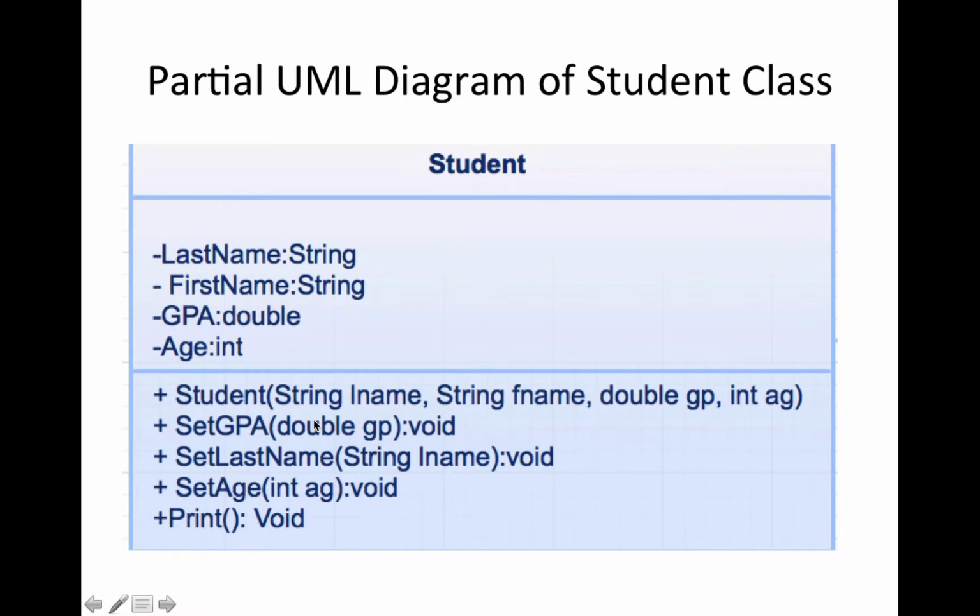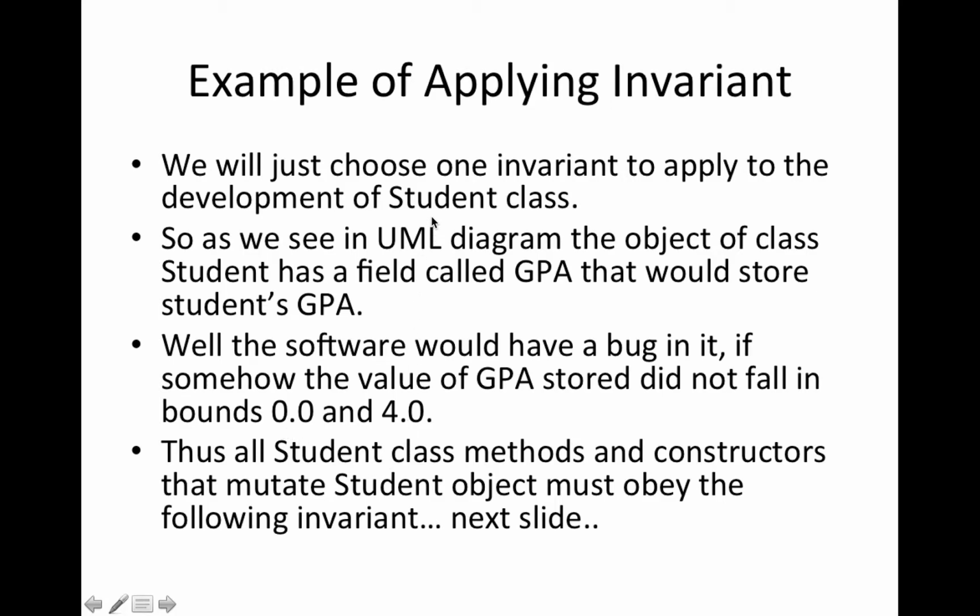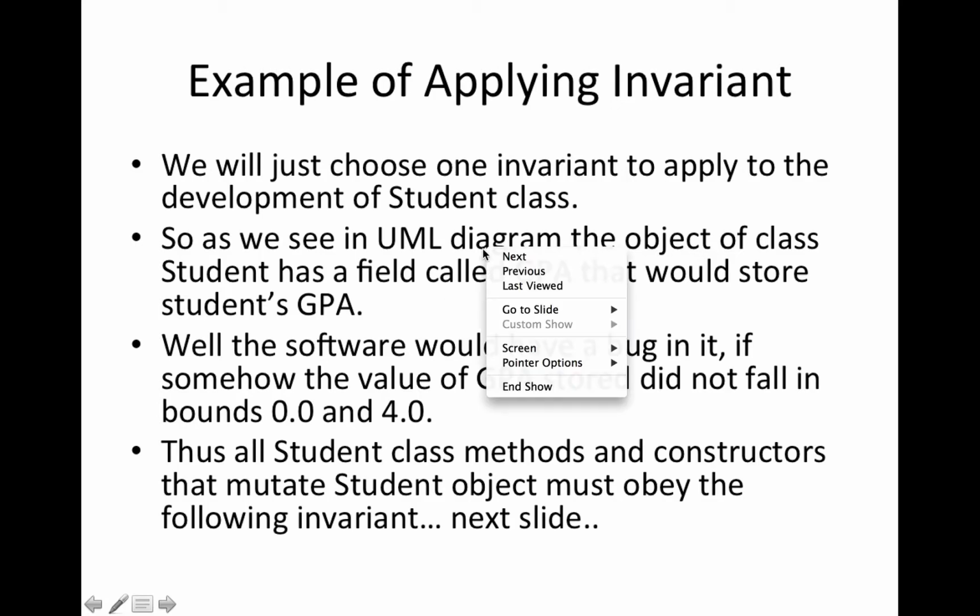And by the way, I use the term mutators. Set methods are also called mutators because they mutate the existing state of an object. And when I talk about them, I'll say a little bit more about them at that time. Okay, so in this case, we will just choose one invariant to apply to the development of the Student class. We have seen in the UML diagram, the object of class Student has a field called GPA.